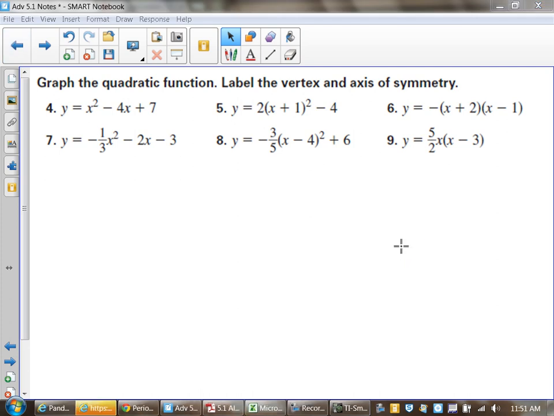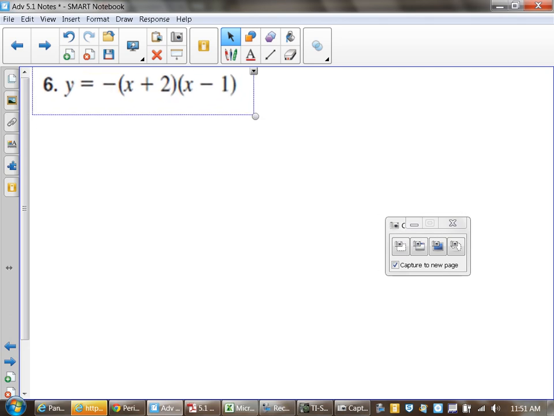Let's try one more of these in intercept form. Vertex form is generally a little bit easier. Intercept form, you have to do a little bit more work. That's why I want to work on one more of these. Once again, I have y equals negative times the quantity x plus 2 times the quantity x minus 1. My a value is going to be -1. So I know it's going to be up or down. My vertex is going to be maximum or minimum.